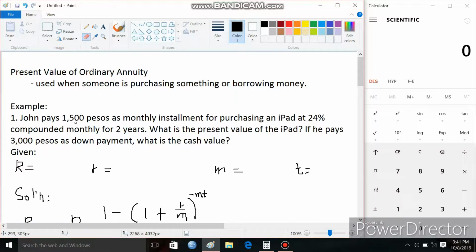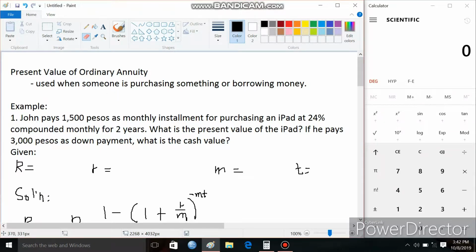John pays 1,500 pesos as monthly installment for purchasing an iPad at 24% compounded monthly for 2 years. What is the present value of the iPad? If he pays 3,000 pesos as down payment, what is the cash value? In this situation, it is clearly stated that John is purchasing an iPad, and he is paying a monthly installment of 1,500 pesos. So this is a concept related to the present value of ordinary annuity.